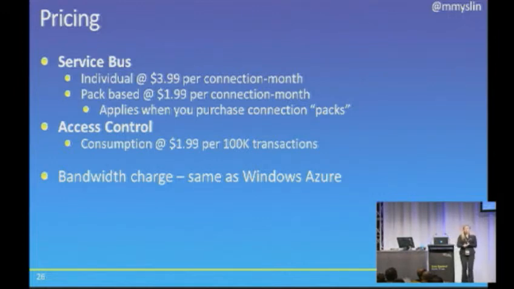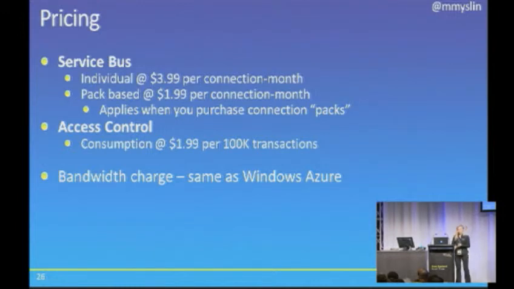And what we actually charge for is connection months. So the $1.99 for an individual connection, if you don't choose to prepay, that's what you pay. Or you pay $3.99 if you don't choose to prepay through one of our Windows Azure offers. What you pay for, the $1.99, is a month of using a connection. Okay? So if you only use it for a day, you don't pay $1.99, you pay $1.99 over 30.